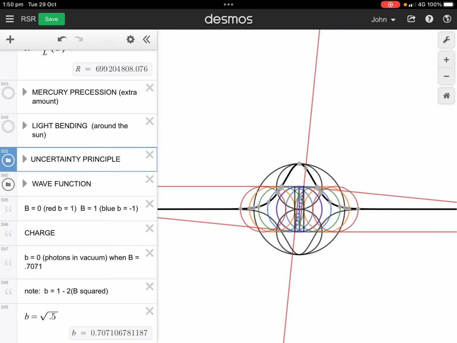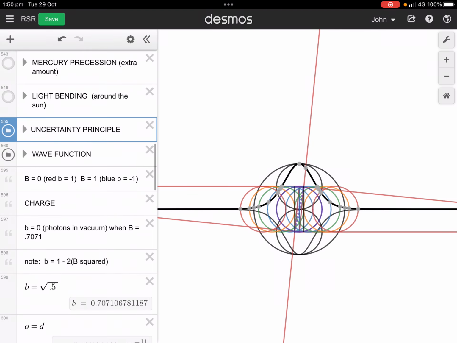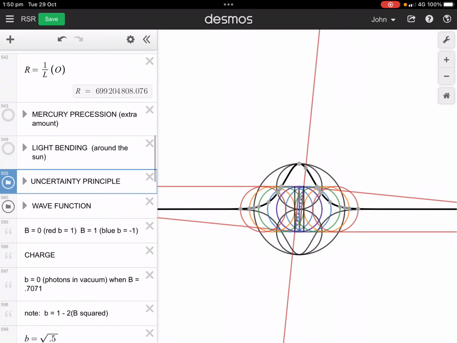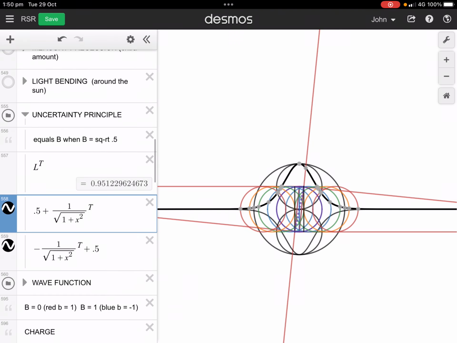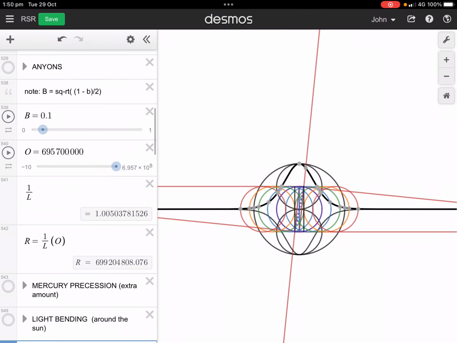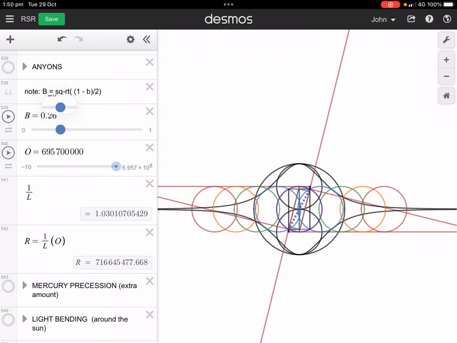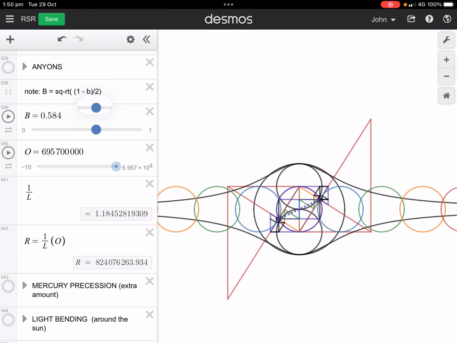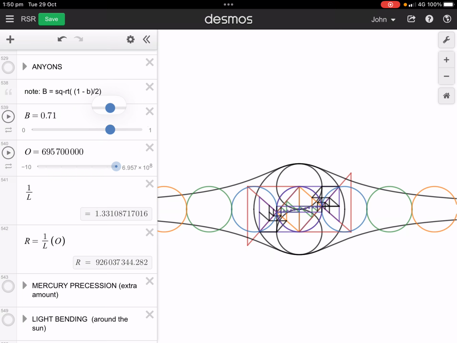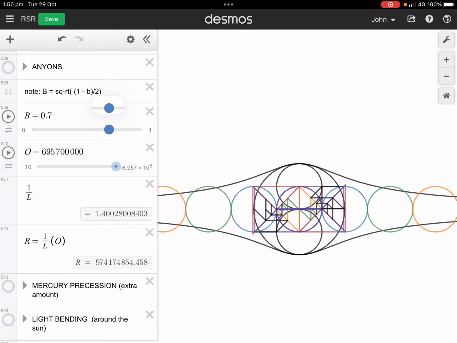And you can see how it just behaves like an uncertainty function, where the position is becoming more and more definite, and then as the wave function expands and the light expands out to a maximum, you just end up with uncertainty as to the position, but more certainty as to the momentum.